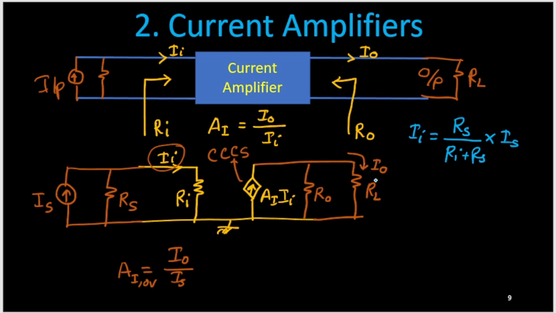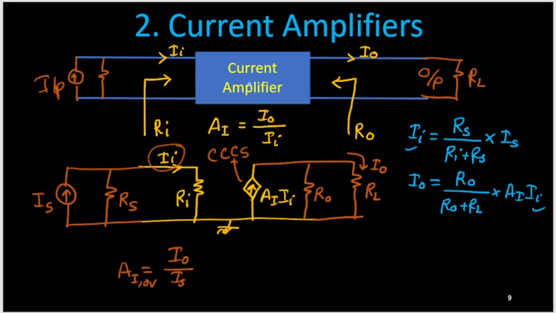Very similarly on the output side, to get I0, meaning the current through RL, we need to consider R0 upon, the opposite resistance being R0, upon the total, that is R0 plus RL, times the supply current. Now I0 is AI times Ii. Now you can replace this Ii from here. Then you will get Rs upon Ri plus Rs times Is. And that Is we can divide here.